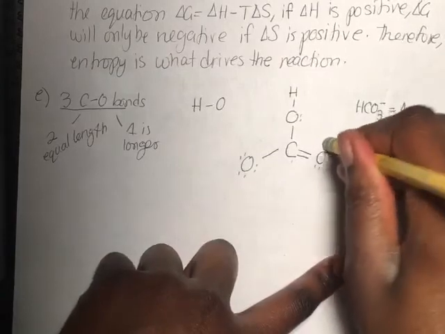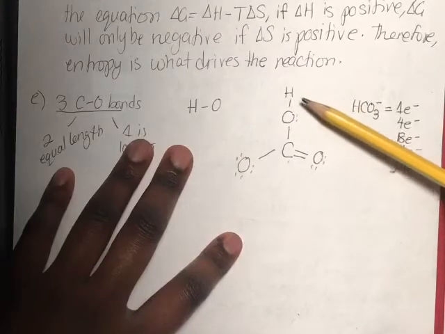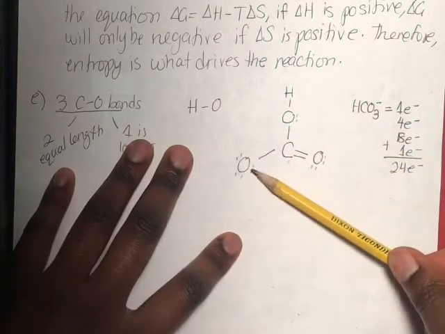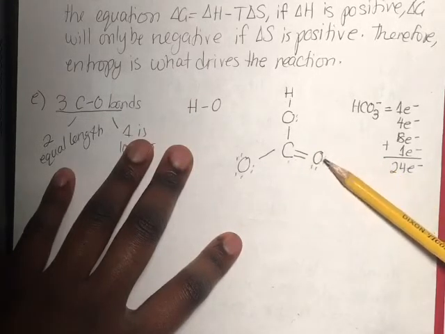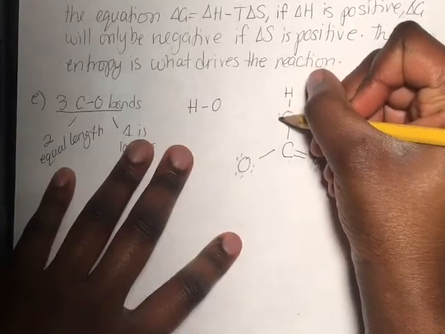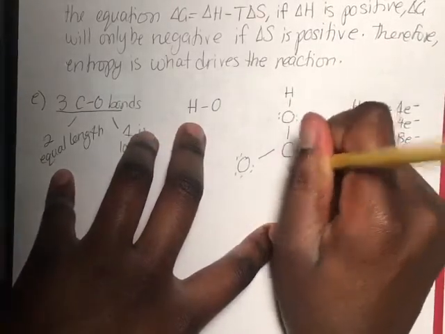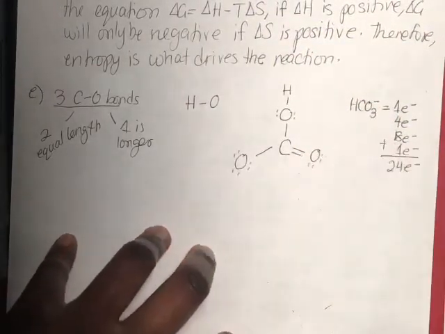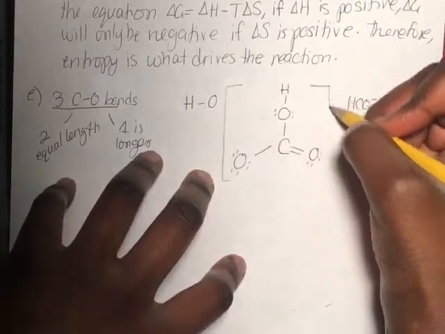So now, let's see how many electrons we have. 2, 4, 6, 8, 10, 12, 14, 16, 18, 20, 22. So there's 1 more pair left. So we can use that here so that this O is happy too. So when we look at every atom now, it's happy. And that completes our structure.